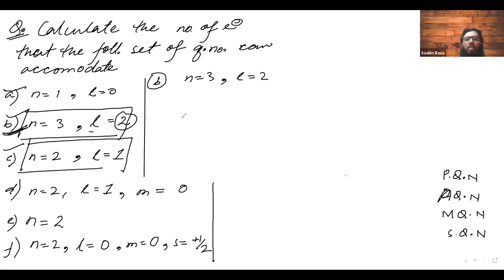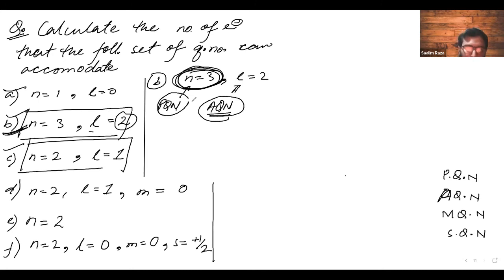We'll calculate from the azimuthal quantum number. For example, in B, Rania, is this of any significance? Tell me. Rania is 1. n is equal to 3. This is PQN. This is AQN, azimuthal quantum number. So when azimuthal quantum number is given, does the principal quantum number have any significance? Others can also answer. Yes, very good, Abhi. The principal quantum number has no significance. We will calculate the number of electrons only from this L value, that is azimuthal quantum number.